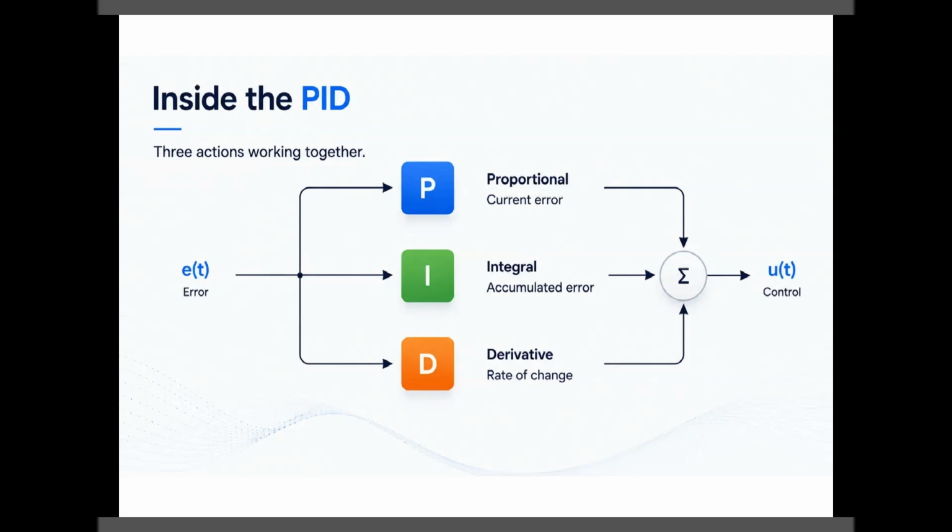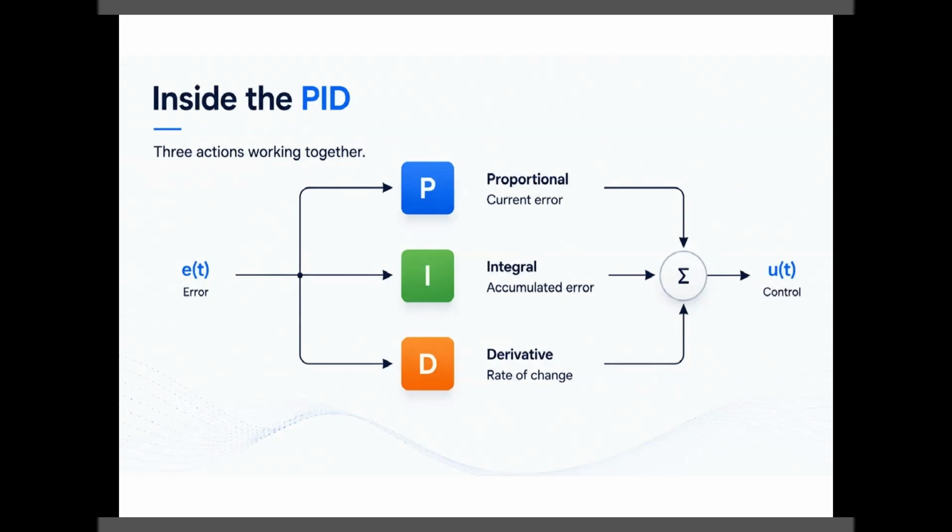Now let's look inside the PID controller. The name PID comes from its three building blocks: proportional, integral, and derivative. Each one answers different questions about the system. The proportional term looks at the present. It asks how large the error is right now. If the system is far from the desired value, the controller reacts strongly. As the error becomes smaller, the controller action is reduced accordingly.